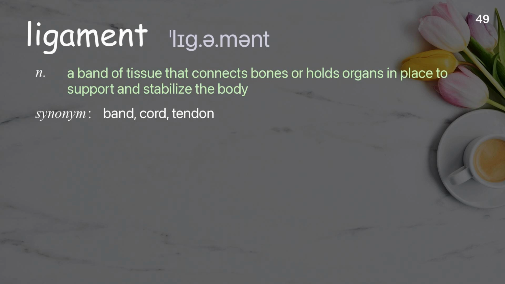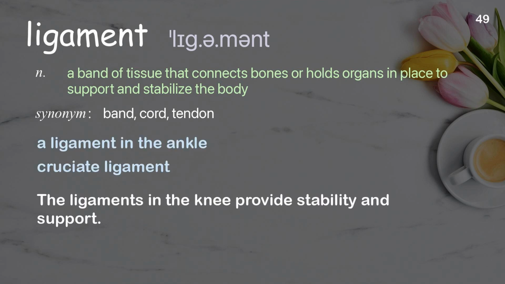Ligament. A band of tissue that connects bones or holds organs in place to support and stabilize the body. Examples: A ligament in the ankle. Cruciate ligament. The ligaments in the knee provide stability and support.